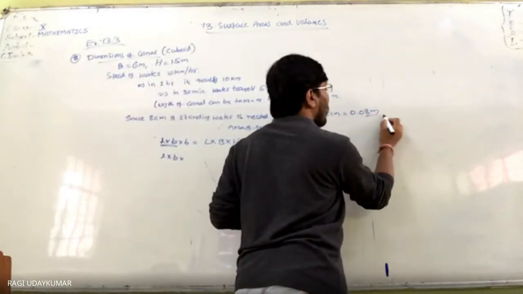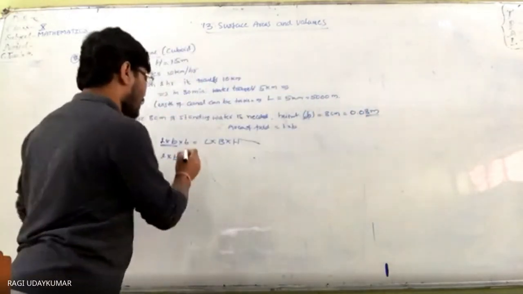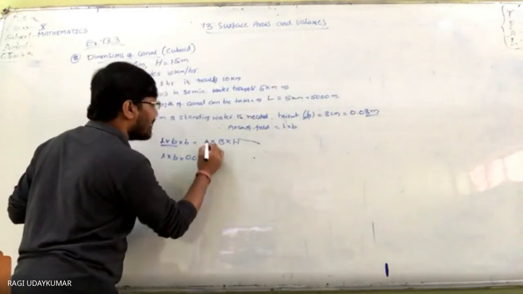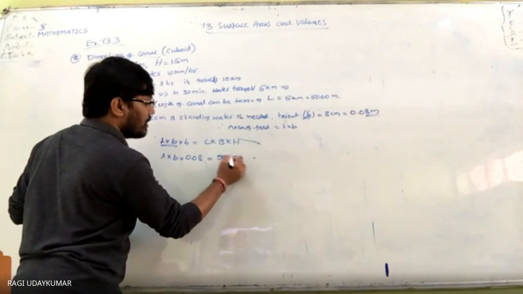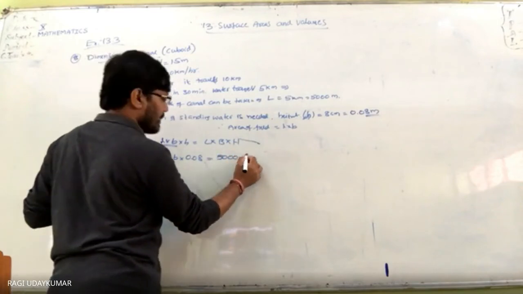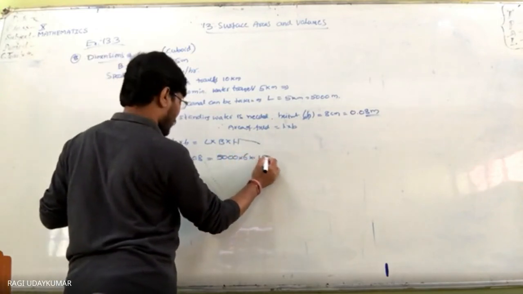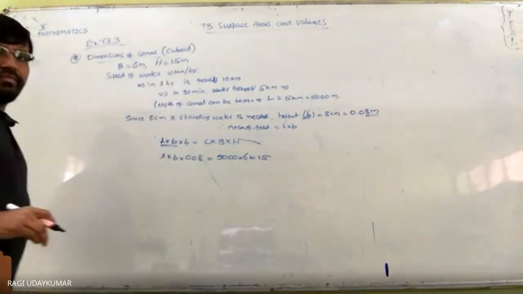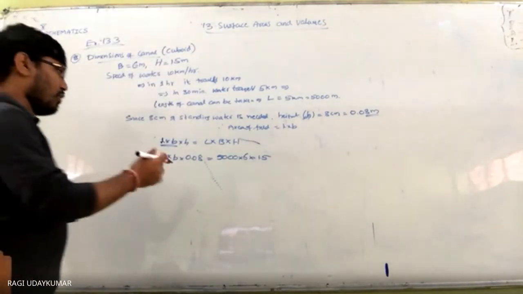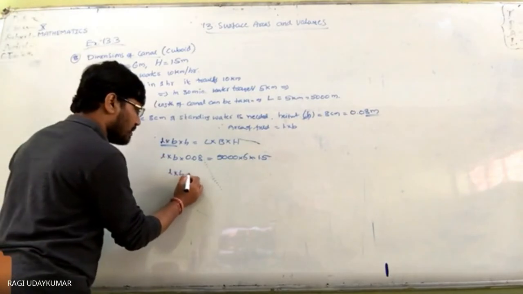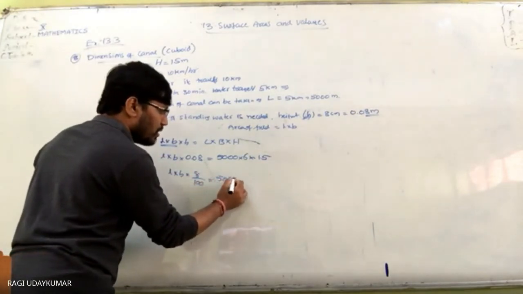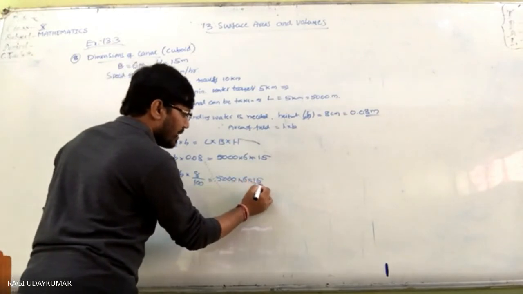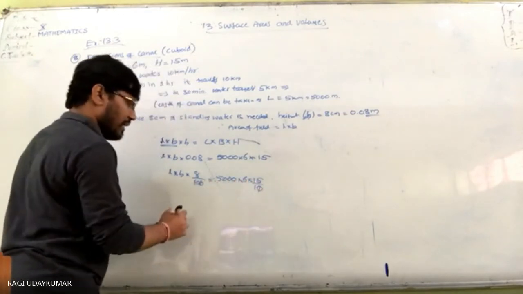0.08 meters होगा. So height is here 0.08. Here length is equal to 5 kilometers, 5,000, and breadth is equal to 6, and height is here 1.5. So if you want, you can convert them with L into B. 8 by 100 is equal to 5,000 into 6 into 15 by 10. This 0 will get cancelled.